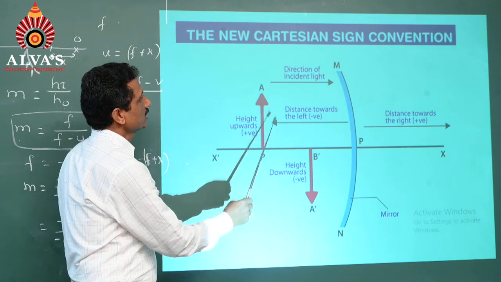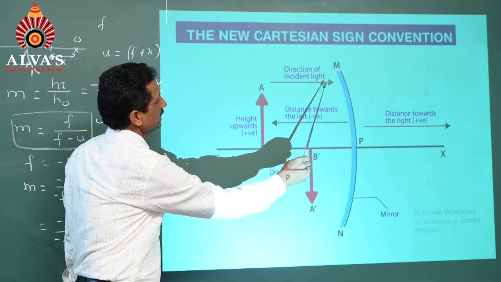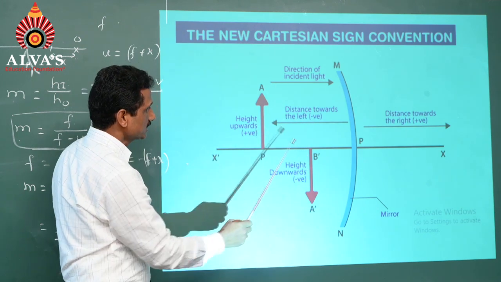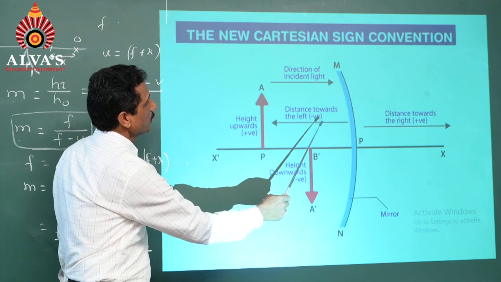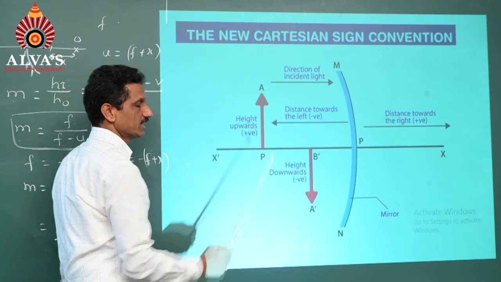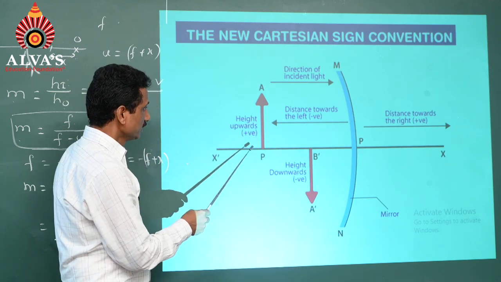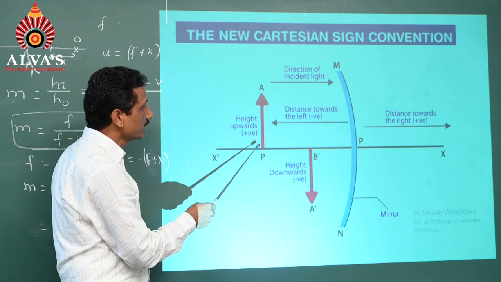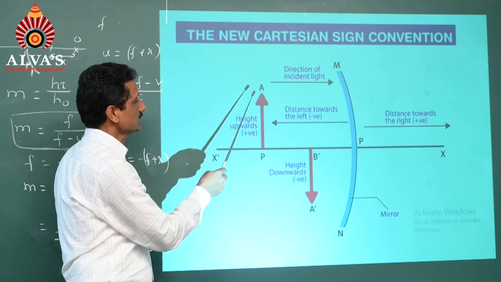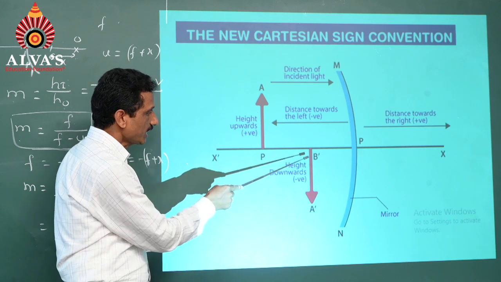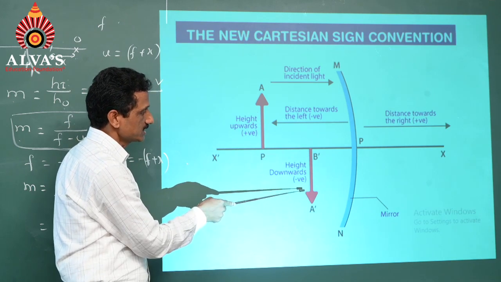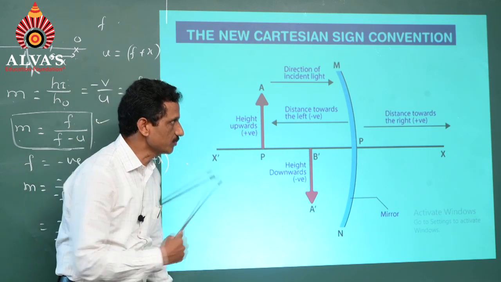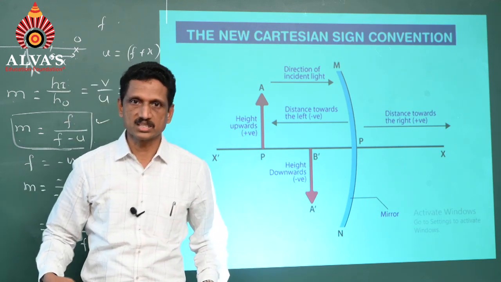Distances measured in the direction of the incident light are positive, and distances measured in the direction opposite to the incident light are taken as negative. Heights or linear heights above the principal axis are taken as positive. Linear heights below the principal axis are taken as negative. The same concept is used in lenses also.